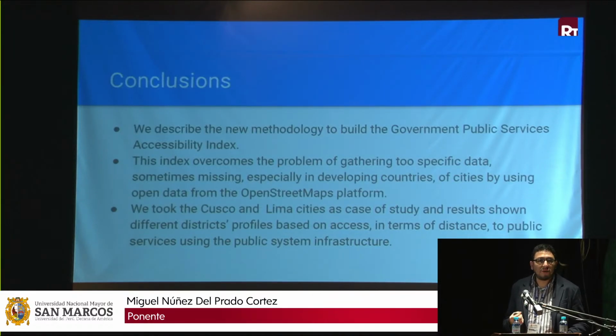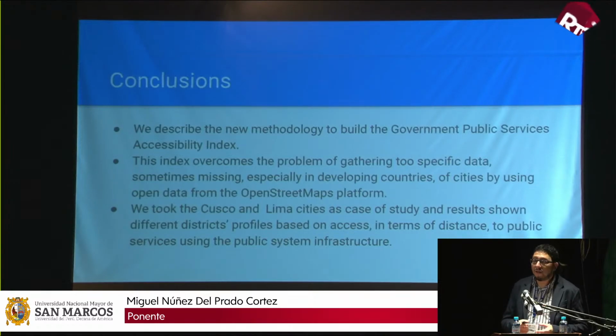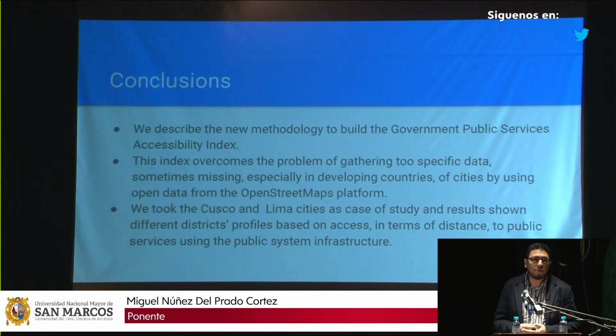So it also depends on the effort of the government to release this kind of information for this kind of analysis. And we also took Cusco and Lima as examples where we found that, for instance, in Lima, we have this information very easy to access and very well structured, which is not the case for other parts in our country.